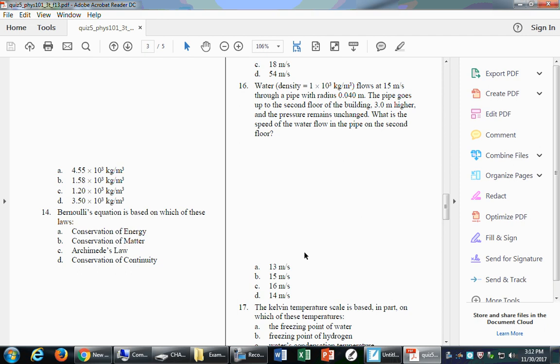Okay, so this is Bernoulli's principle, but it includes a change in height. We haven't done this, and you're not going to see a change in height, but you could see Bernoulli's principle. Let's go through it, but then I'll explain when I get there.